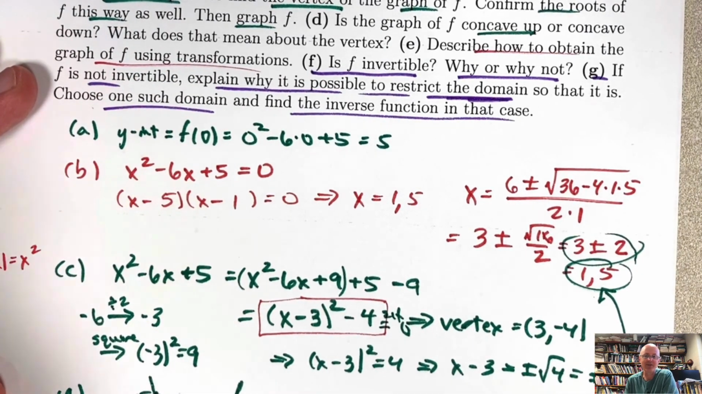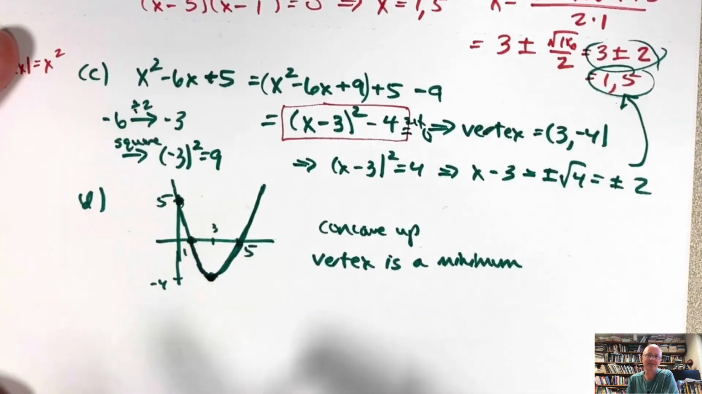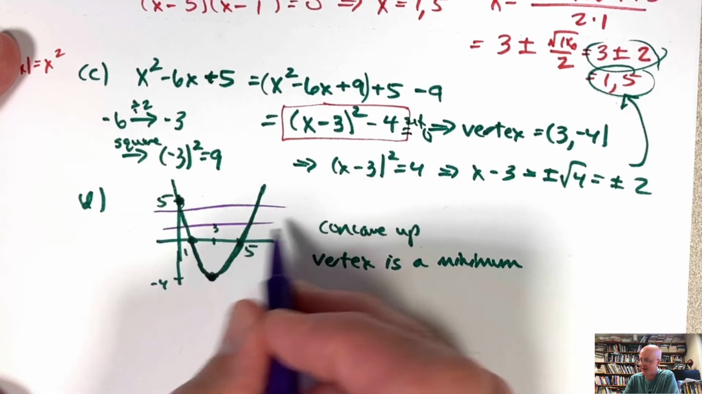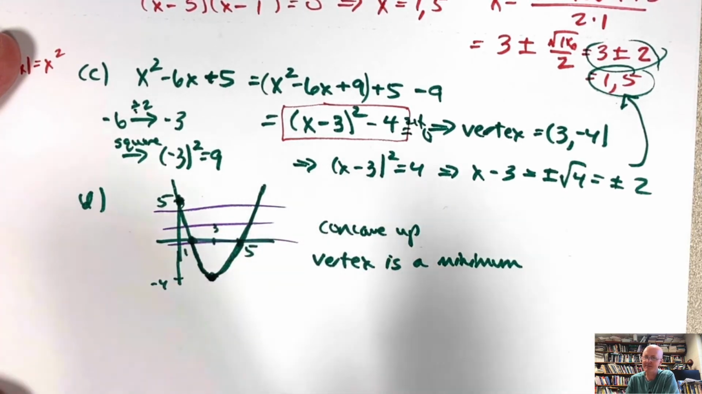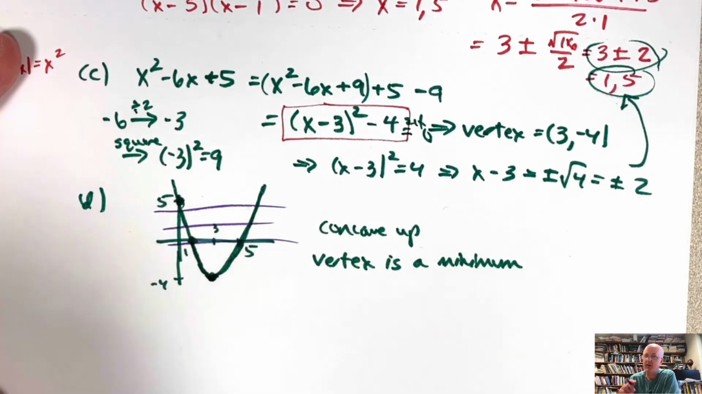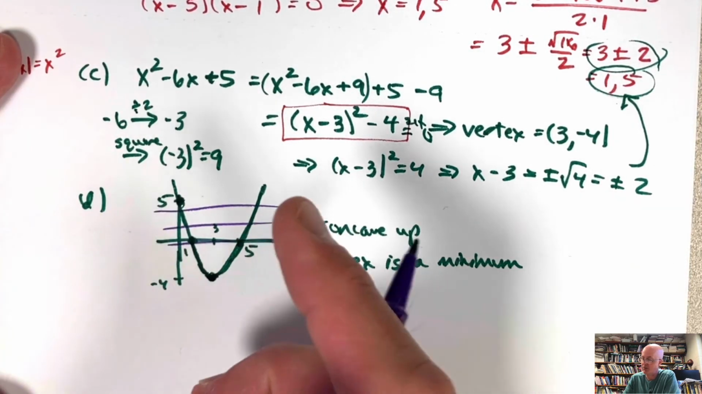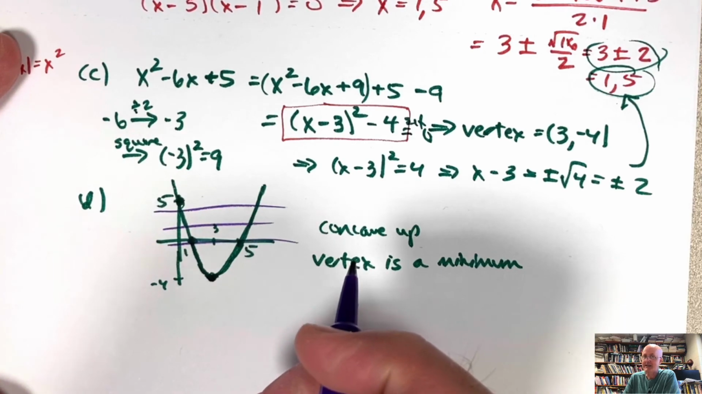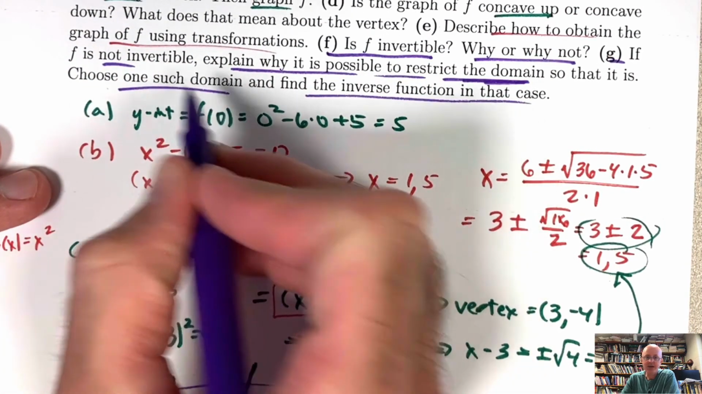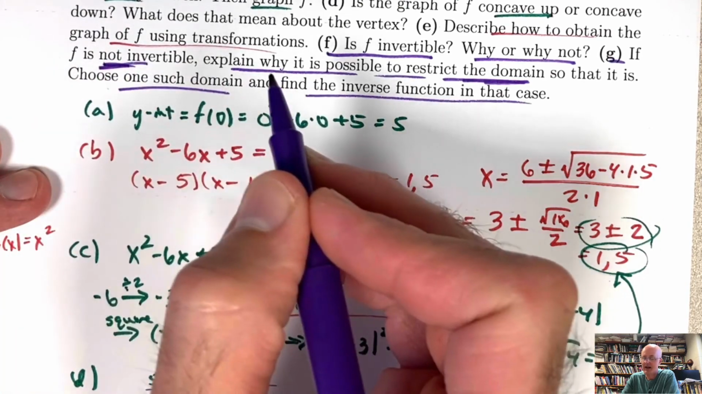Okay, first of all, is f invertible? No, it's not. Why not? It fails the horizontal line test. There are horizontal lines that go through the graph more than once. What does this mean? It means for any given output except for one of them, -4, there are 2 inputs. And for the inverse function to exist, you only want there to be one input that gives you that given output. So it's not invertible. That's the answer, it's not.